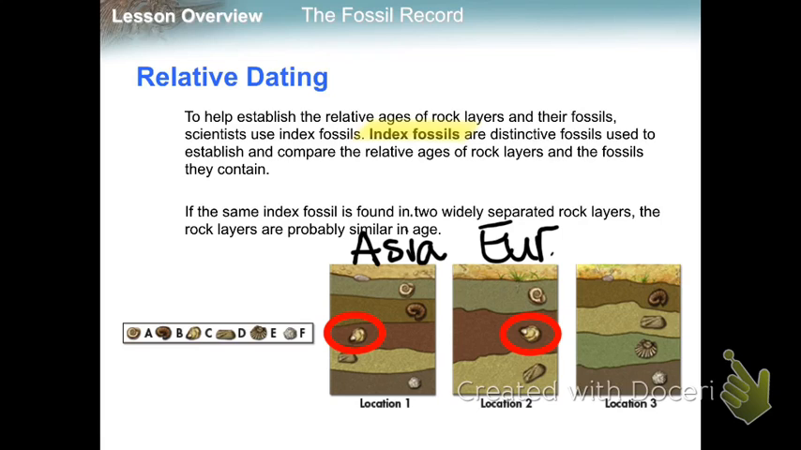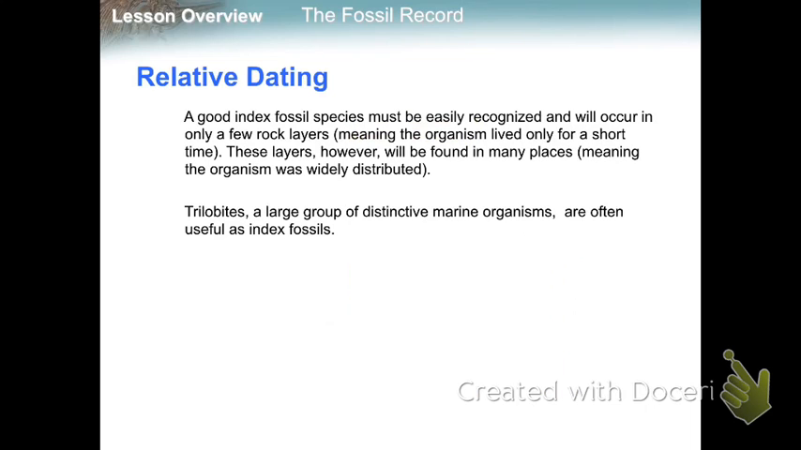So what scientists do is they say, okay, this same fossil was found in these two different locations, so since it's found in that same layer, we are going to infer that those rock layers are around the same age. That's relative dating, literally looking at the relationships between different organisms. There are criteria for index fossils. They have to be easily recognized, occur in only a few rock layers, so meaning the organism only lived for a short period of time, but these layers have to be found in many places. Trilobites, they kind of look like roly-poly bugs, are useful as index fossils.